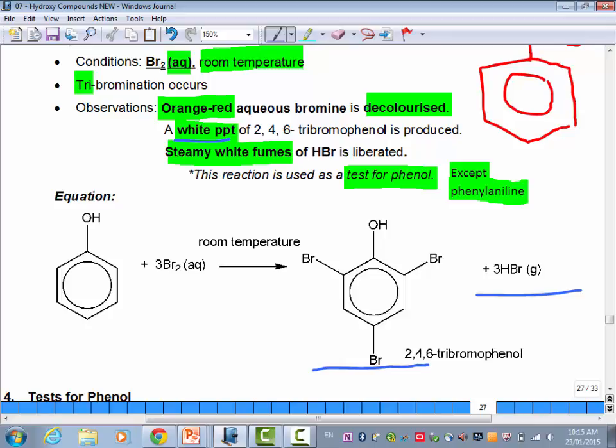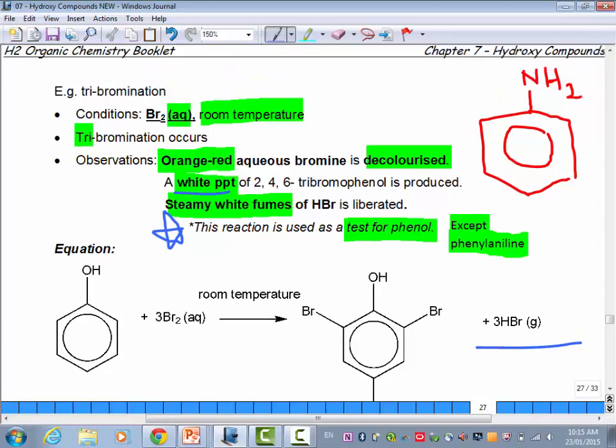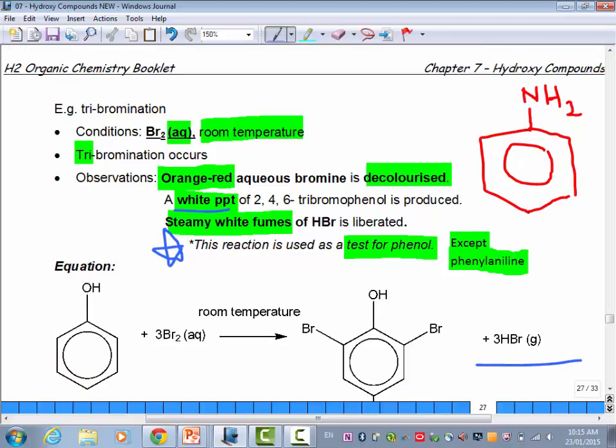And here, this is important because this is a distinguishing test for phenol, with the exception of phenylamine. Phenylamine looks like this. We'll look at it later on under nitrogen compounds. So I need you to write down this part, except phenylamine. Both phenol and phenylamine will give you the same observation, so you cannot distinguish between them.